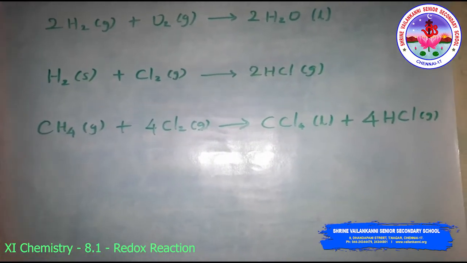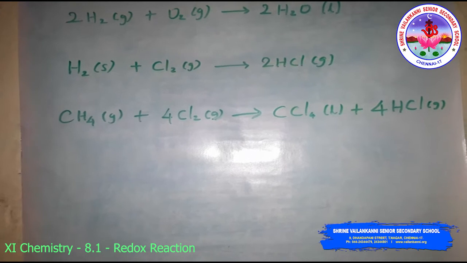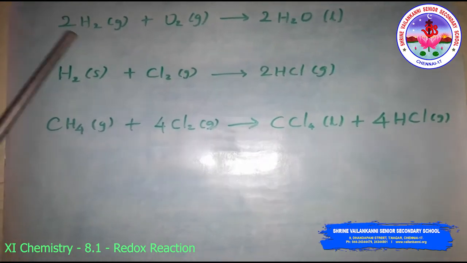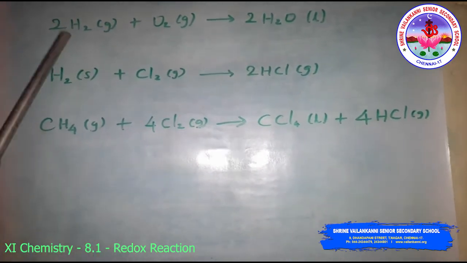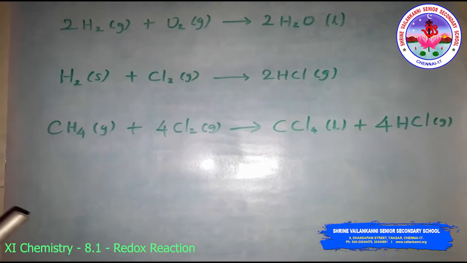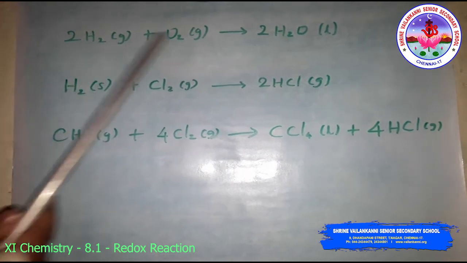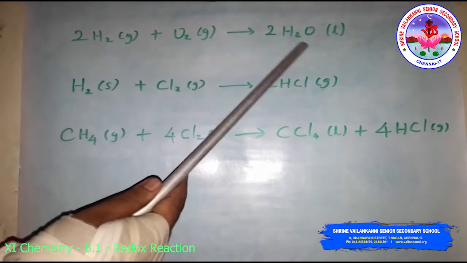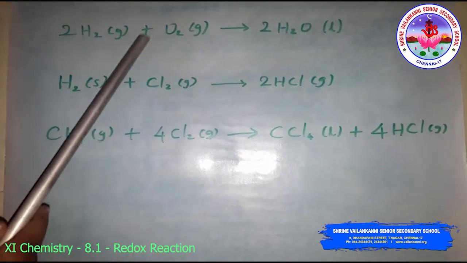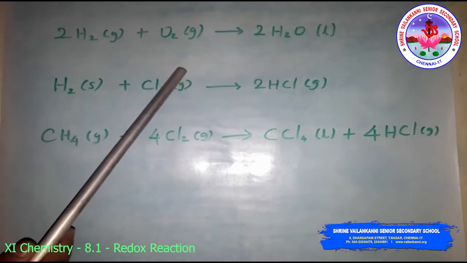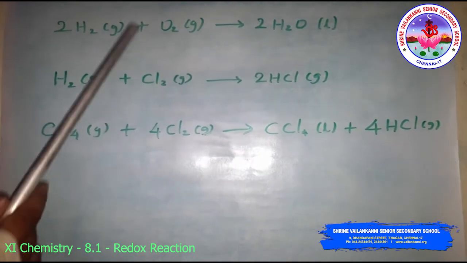Okay, we will see that here we can visualize the hydrogen atom as going from the neutral, that is 0 state, to the positive state in H2O. The oxygen atom goes from the 0 state in O2 to the di-negative state in the water molecule, that is in H2O. Assume that there is an electron transfer from hydrogen to oxygen, and consequently hydrogen is oxidized and oxygen is reduced.